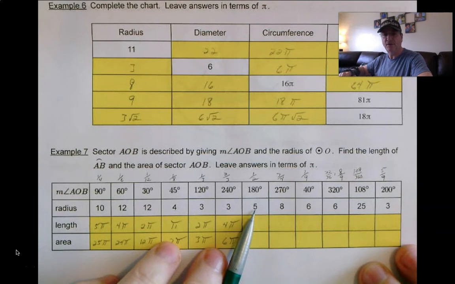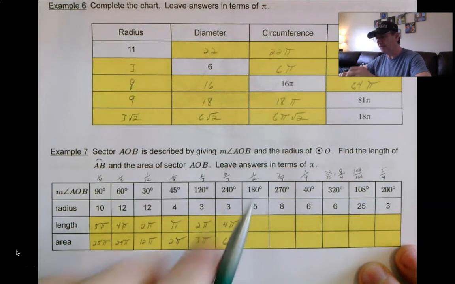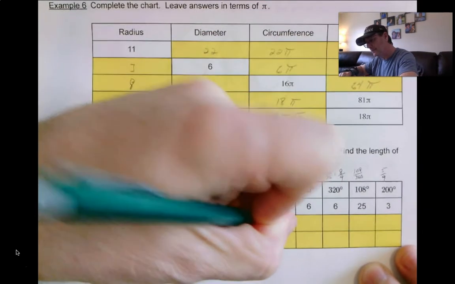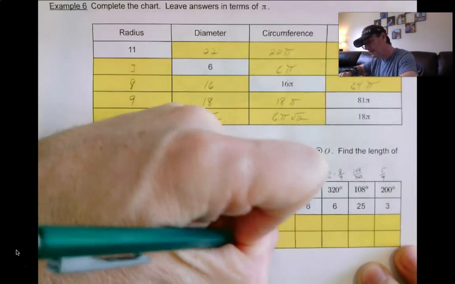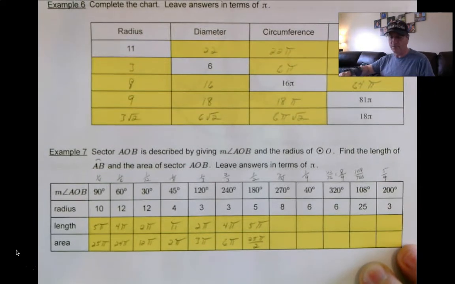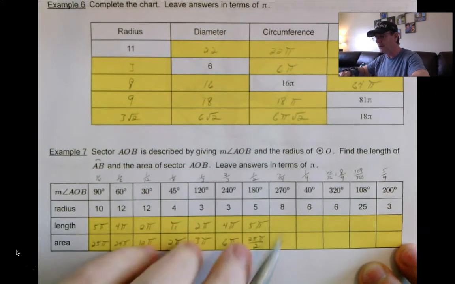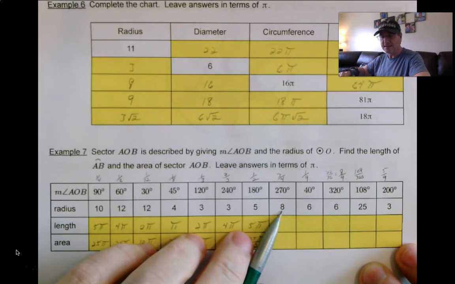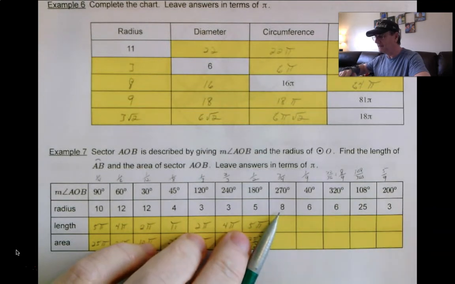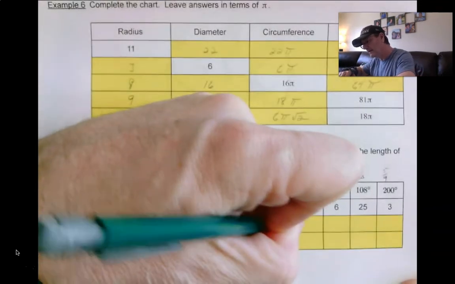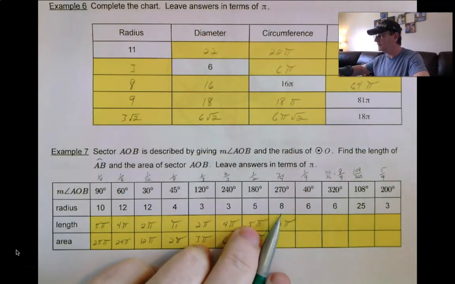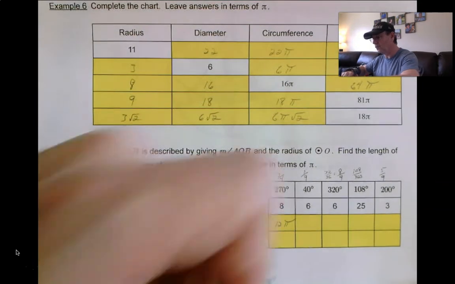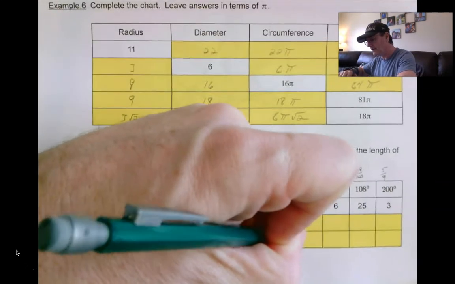Radius is 5. The circumference is 10 pi. Half of that is 5 pi. Area is 25 pi. Half of that is 25 pi over 2. You could write 12.5 pi, but I like 25 pi over 2. Circumference is 16 pi. 3/4 of 16 is 12 pi. 64 pi is the area. 64 divided by 4 times 3 is 48 pi.